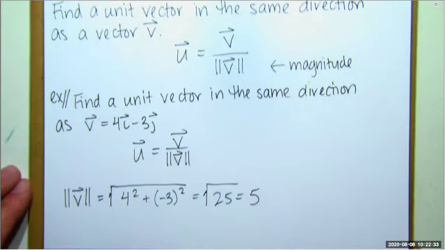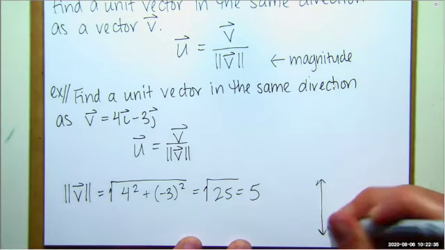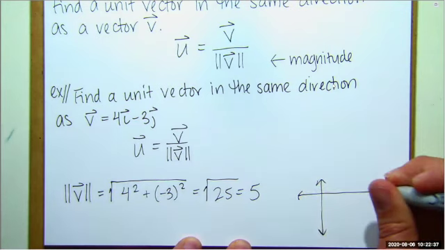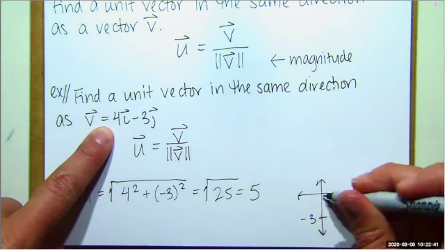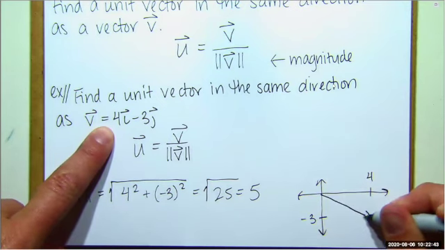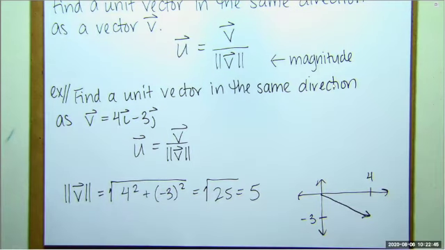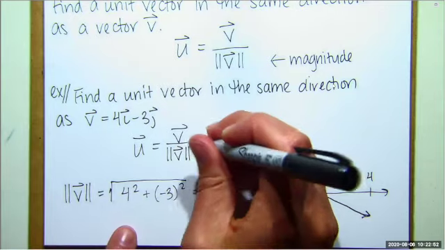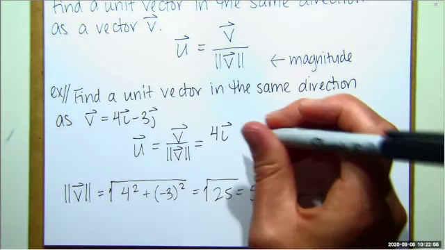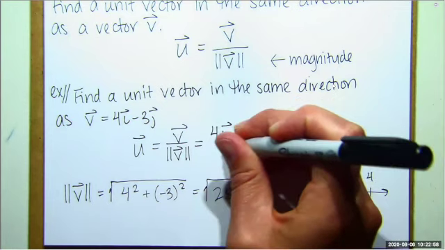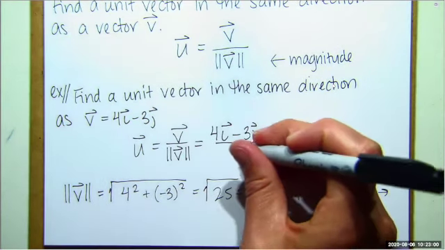And we could draw a picture just to make sure everything looks good. So this tells us our horizontal component is 4 and our vertical component is -3. So our vector looks like this. And the magnitude is 5? Absolutely, right? There's our good old 3, 4, 5 triangle. Okay, so now we can plug this into our formula. So what we're going to do is take our vector, which is 4i minus 3j, and we're going to divide by the magnitude, which is 5.